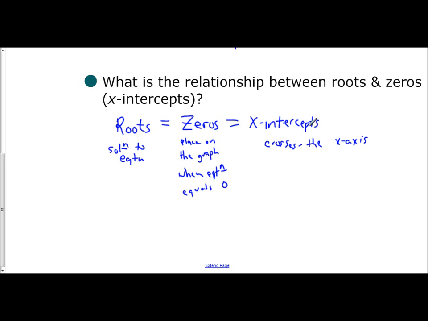When you're looking at the graph, you're looking for the x-intercepts. When you're looking at the equation, we're looking for the zeros. I just give you a quadratic, I'm looking for the solution. You're trying to identify the roots, which means set it equal to 0, find the solutions. So be aware that all four terms, solution, roots, zeros, and x-intercepts, are interchangeable when dealing with quadratics.